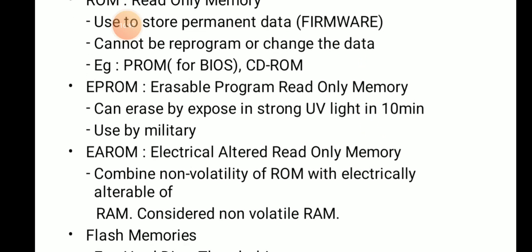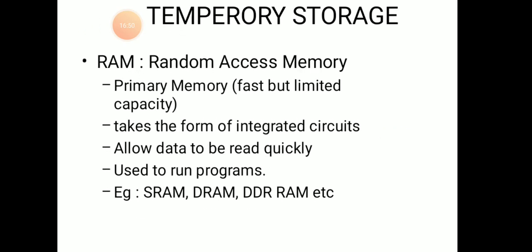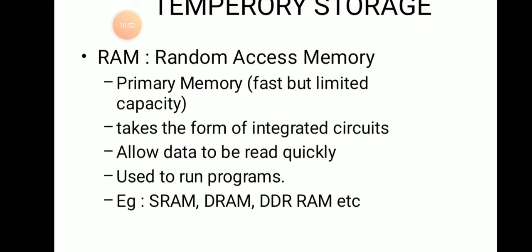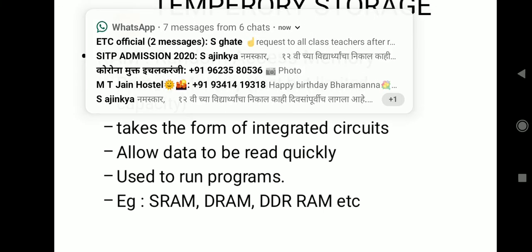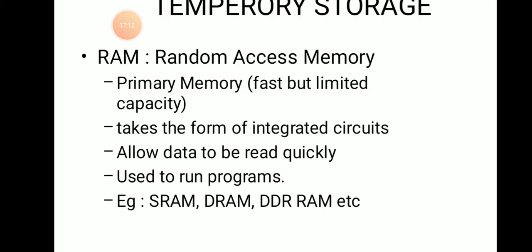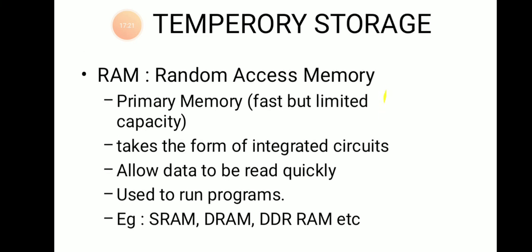Next one is temporary storage, that is the RAM, random access memory. First point, it is primary memory, fast but of limited capacity. It takes the form of integrated circuits, that is ICs, which allow data to be read quickly, and it is used to run programs. Examples are SRAM, static RAM, dynamic RAM, DDR RAM, etc. These are related to temporary storage.